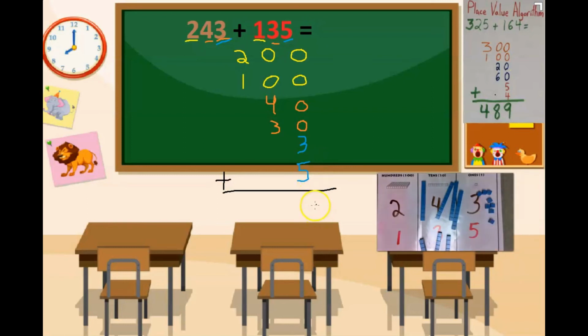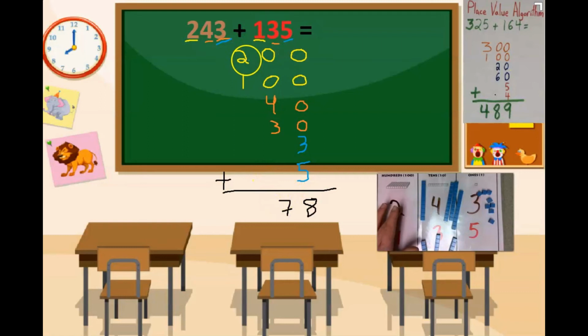Yeah, it's 8. Now to the tens place value. We've got 0 plus 0, and now 0 plus 4 tens. 4 tens plus 0 is 4, and then 4 tens plus 3 tens is 7 tens, or also known as 70.